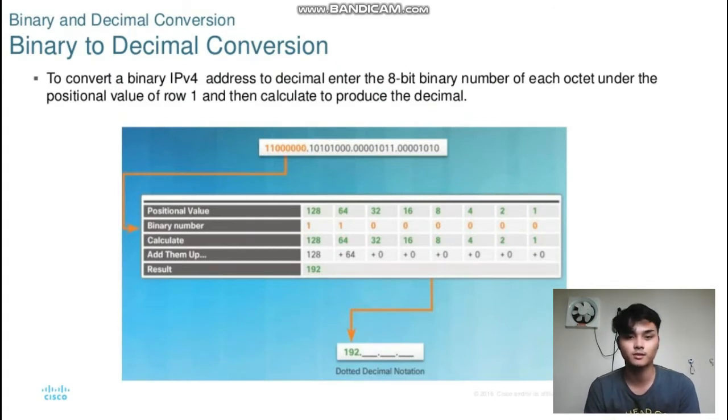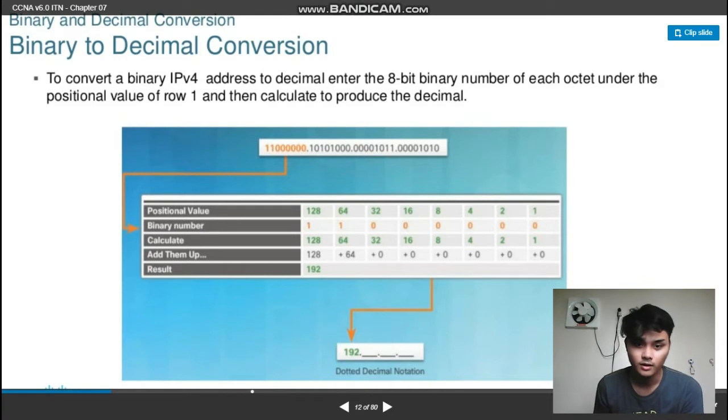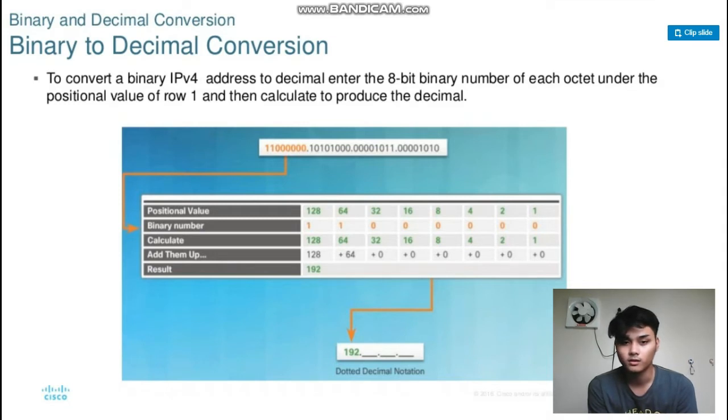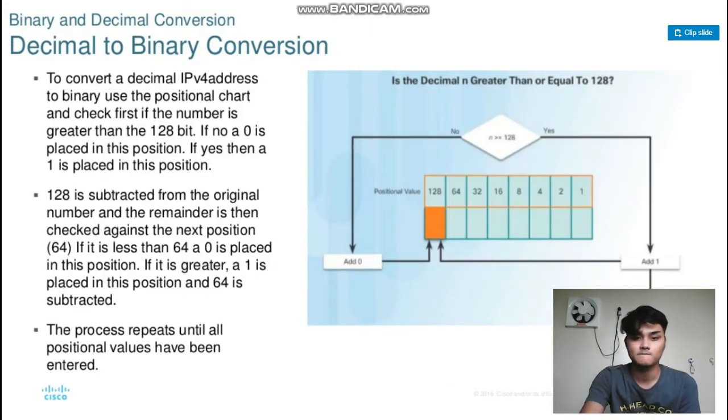Binary to decimal conversion. To convert the binary IPv4 address to decimal, enter the 8-bit binary number of each octet under the positional value row and then calculate to produce the decimal. So we will calculate here. As you can see, we have 1 1 and all of the rest are 0, and then we have the positional values. So we will add the 1 1: 128 plus 64 is 192. Then we do the same for the other octets.